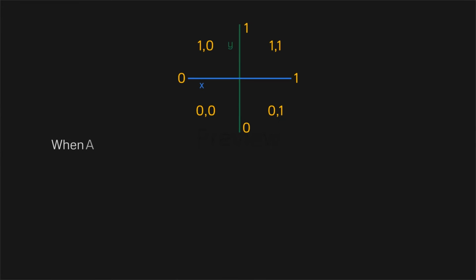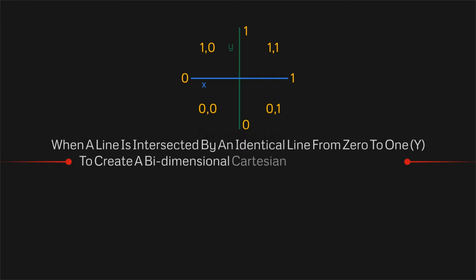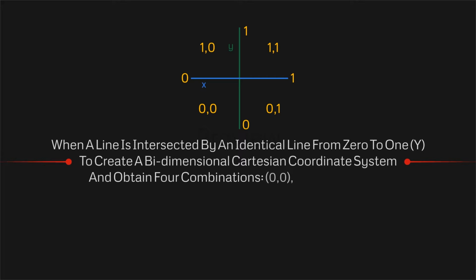We place the numbers 0 and 1 on opposite sides of a straight line. We will call this line the x-axis. Cartesian coordinates. When a line is intersected by an identical line from 0 to 1, y, we create a bidimensional Cartesian coordinate system and obtain 4 combinations: 0,0; 0,1; 1,0; and 1,1.